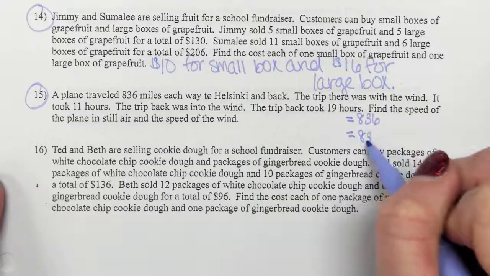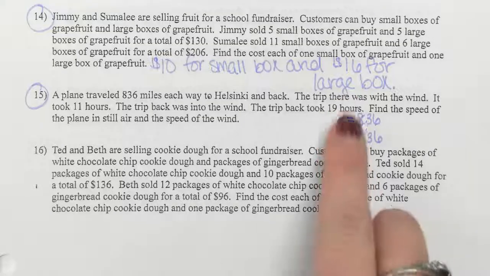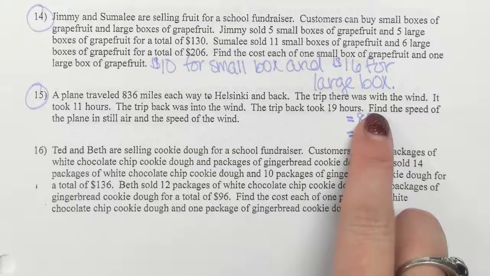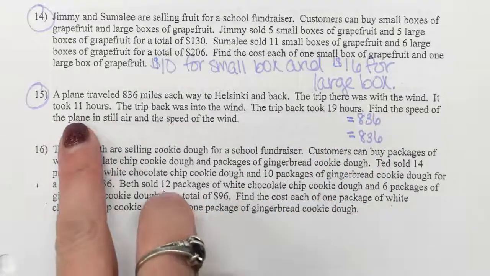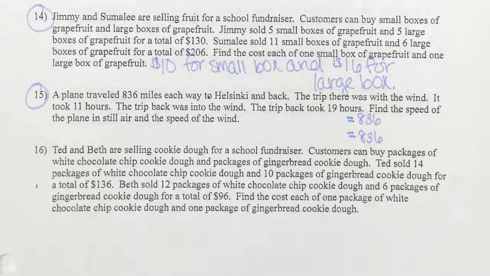There you go. Go okay so far? All right. Look at what the question is asking you. It says find the speed of the plane in still air. So look at number 14. What 2 things were we comparing or finding in 14? Prices of what 2 things? Large and small boxes.